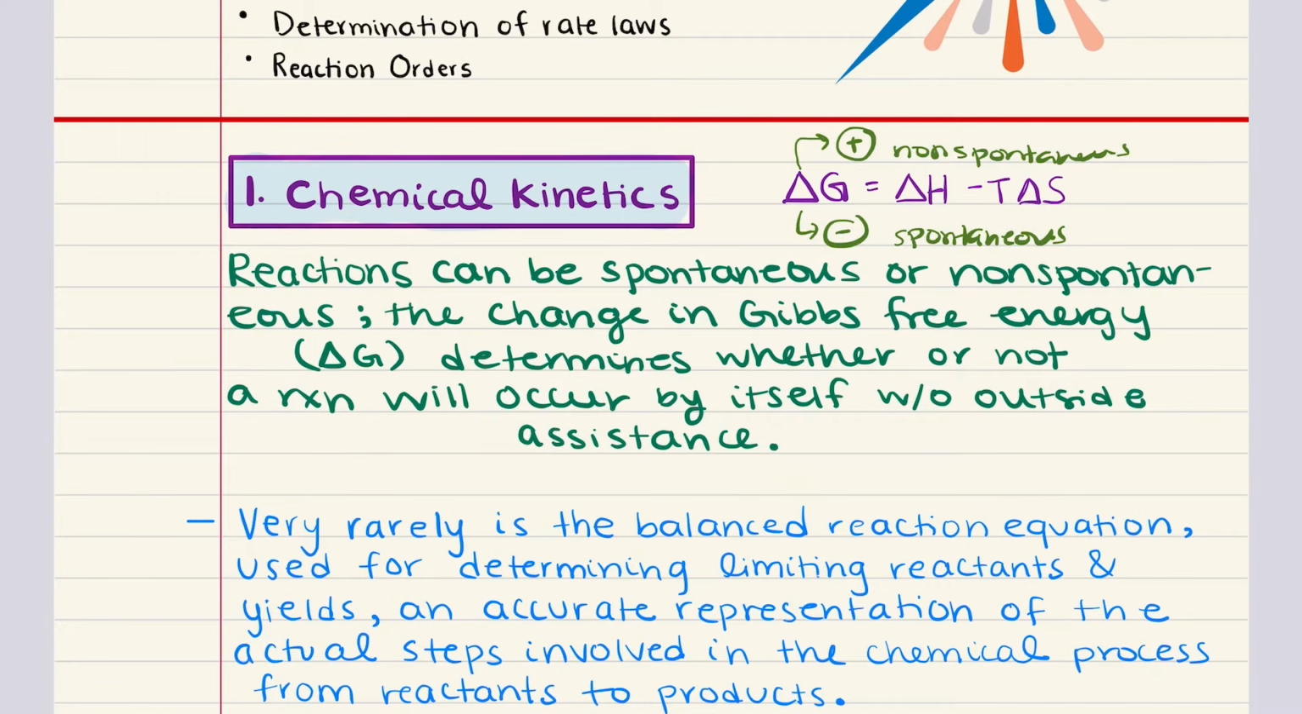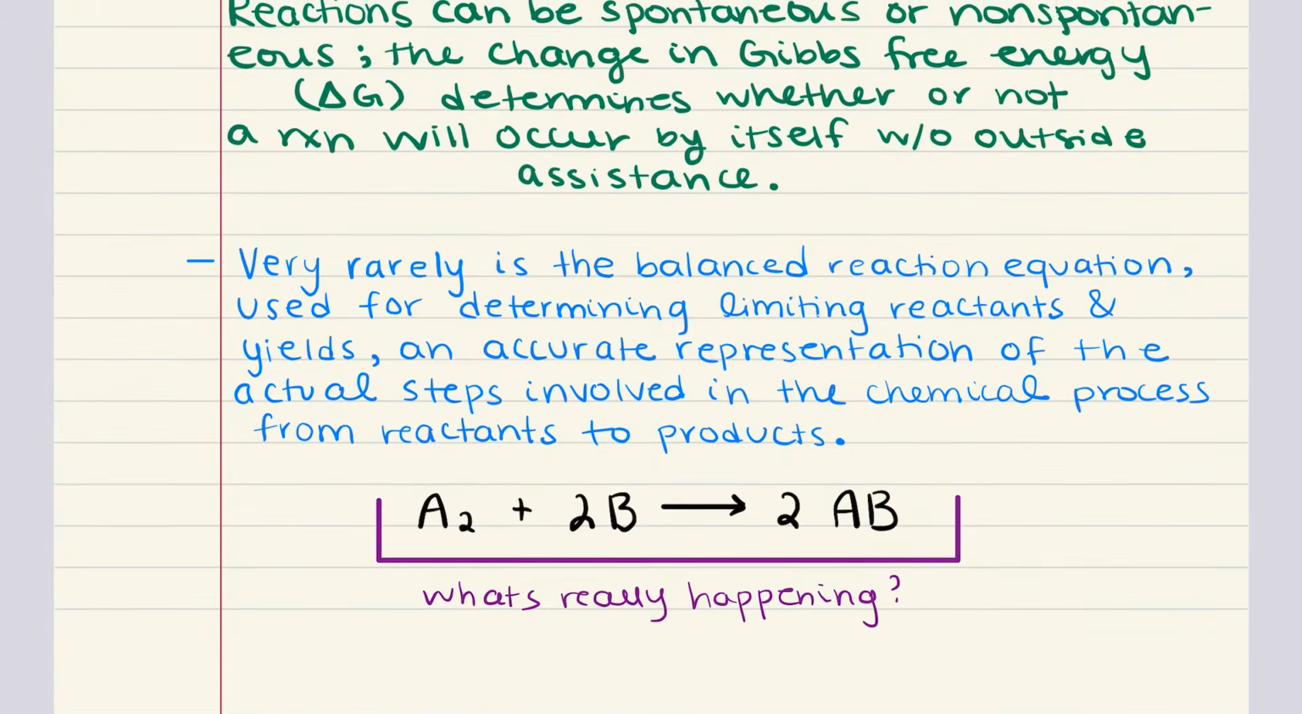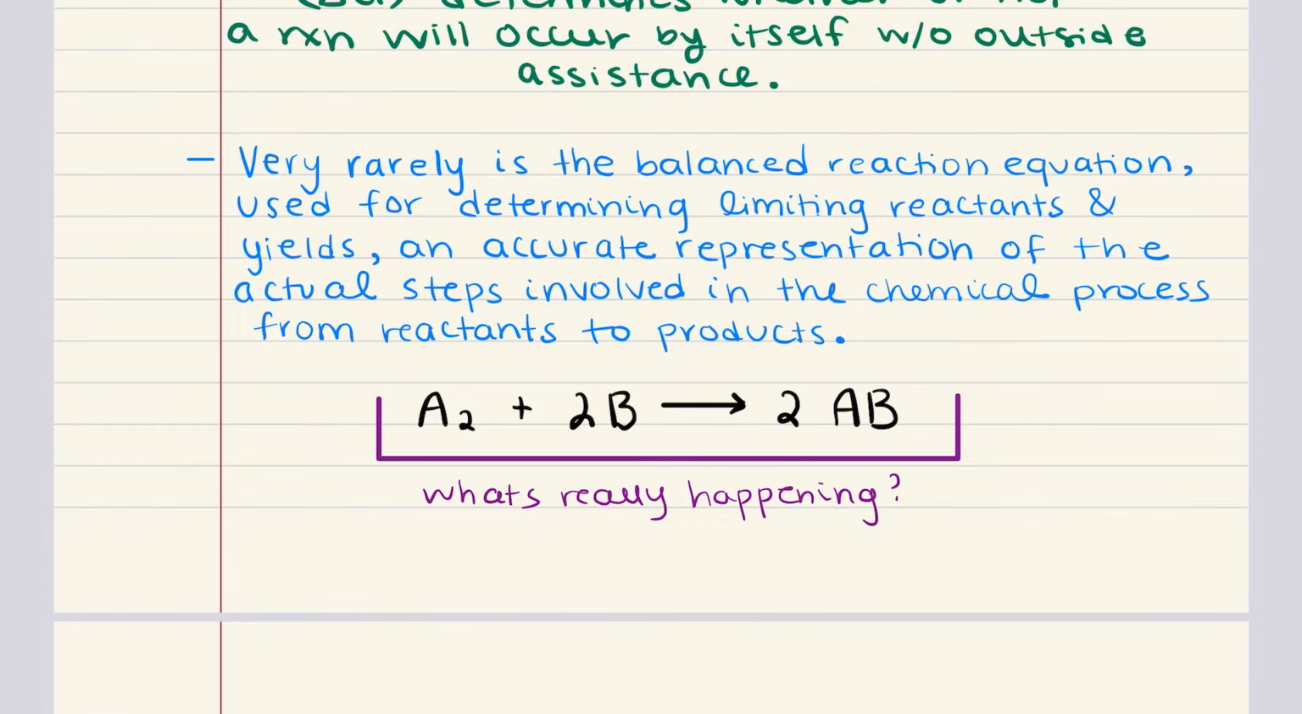To begin to understand kinetics, let's also talk about reaction mechanisms. And let's start with an example. Let's say that you have reactant A2 and reactant B, and you have 2 moles of reactant B. They react together, A2 plus 2B, to give you product AB, and you get 2 moles of this product.